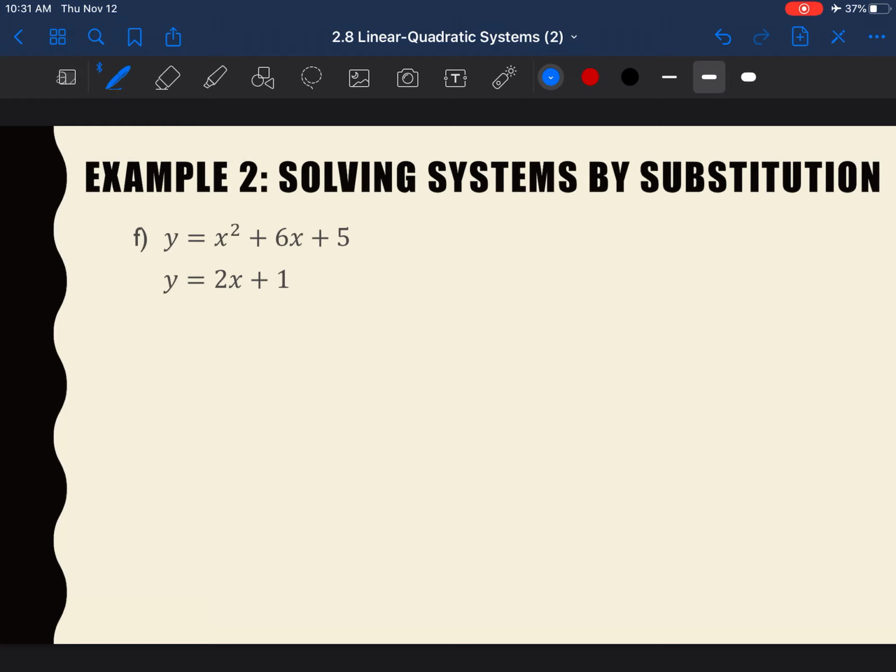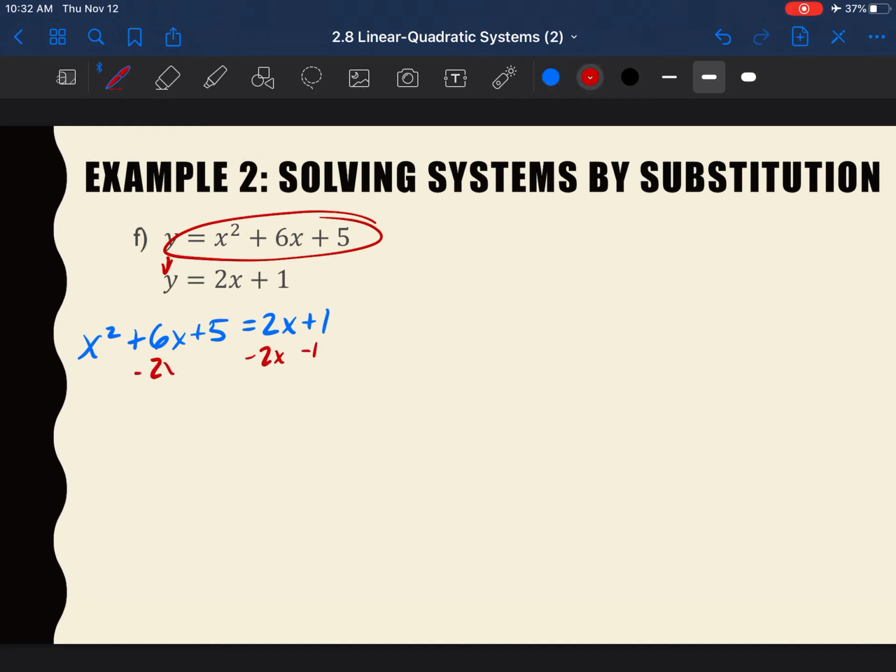So again, plugging in the x squared plus 6x plus 5 for the y. So x squared plus 6x plus 5 equals 2x plus 1, minus the 2x, and minus the 1. So then you end up getting x squared plus 4x plus 4 equals 0. This one actually is factorable to be x plus 2 times x plus 2. So then x is equal to negative 2, and then plug that in.